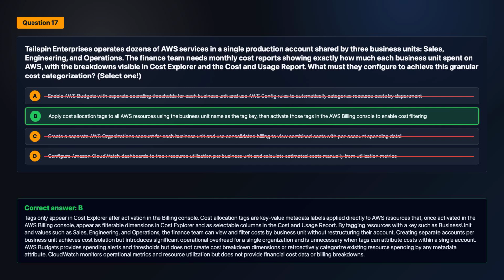Creating separate accounts per business unit achieves cost isolation, but introduces significant operational overhead for a single organization, and is unnecessary when tags can attribute costs within a single account. AWS Budgets provides spending alerts and thresholds, but does not create cost breakdown dimensions or retroactively categorize existing resource spending by any metadata attribute. CloudWatch monitors operational metrics and resource utilization but does not provide financial cost data or billing breakdowns.